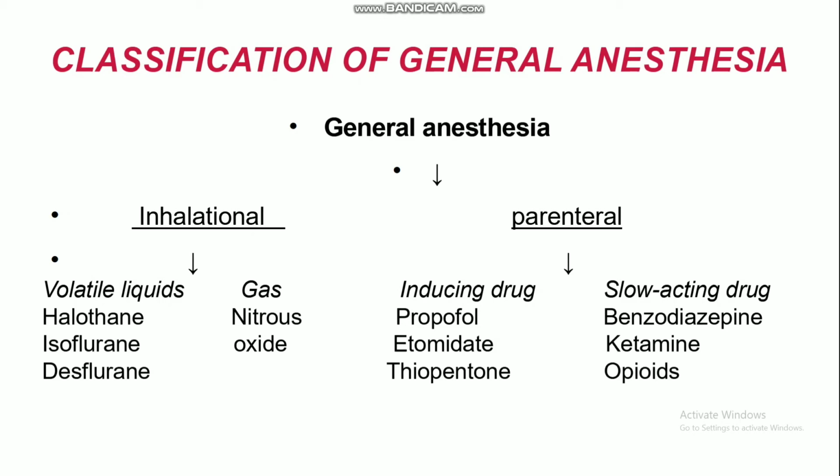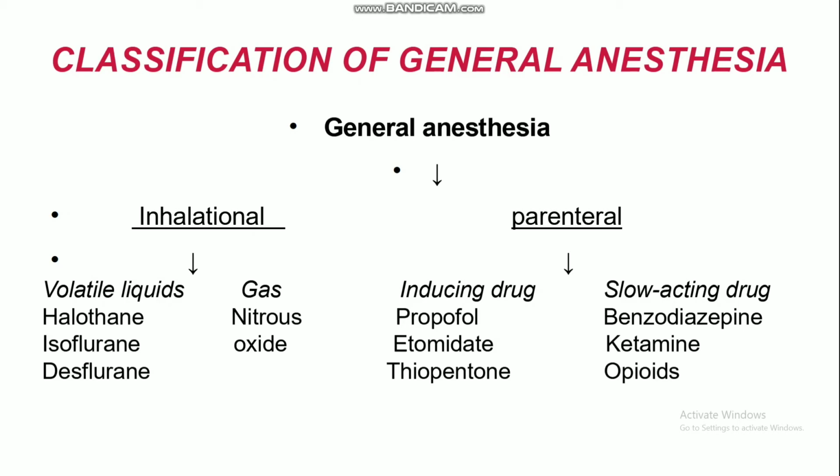So here mainly two types of drugs are used: inhalational and parenteral. In the inhalational, you can see the volatile liquids halothane, isoflurane, desflurane. It is mainly a volatile liquid, and the gas is nitrous oxide. Through nebulization or through the oxygen cannula, it should be provided into the patient's airway, and after giving this, the patient goes into the unconscious period.